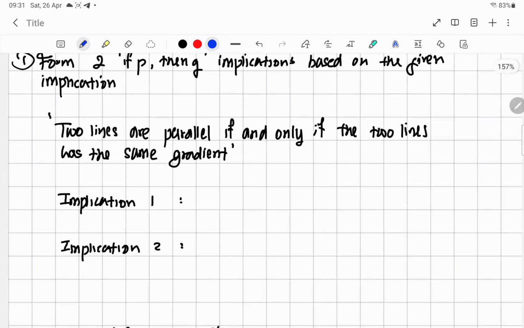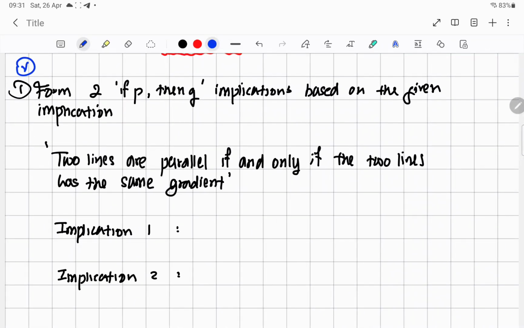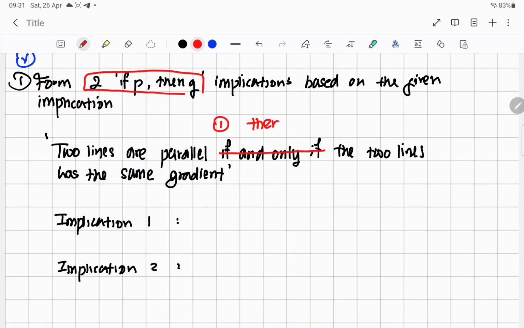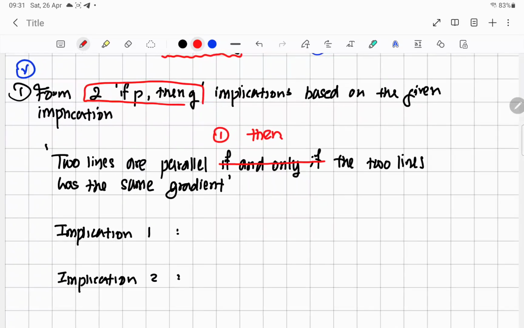So how do you do this? We look at this example one: two lines are parallel if and only if the two lines have the same gradient. So how do you form two implications here? The first step is you cut the words "if and only if" and change them to "then". The second step is you put the word "if" at the front and at the back. So you have one "if" at the start of the sentence, and at the end of the sentence you also put "if".